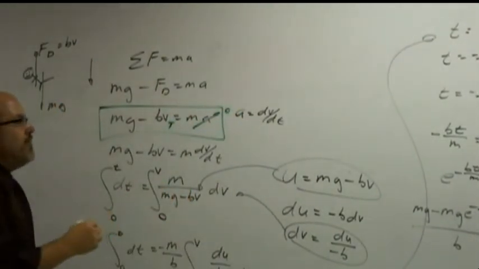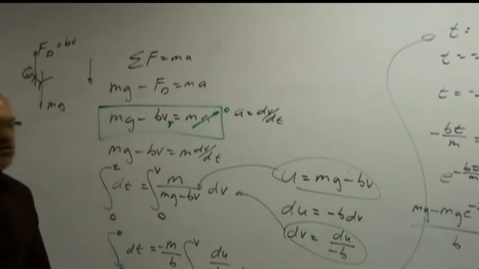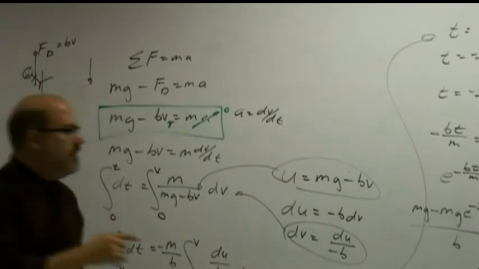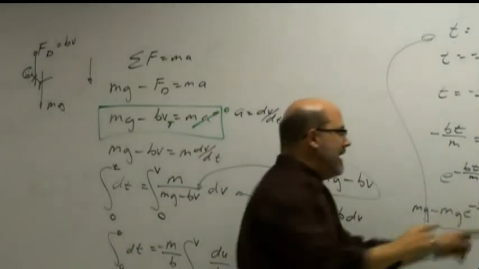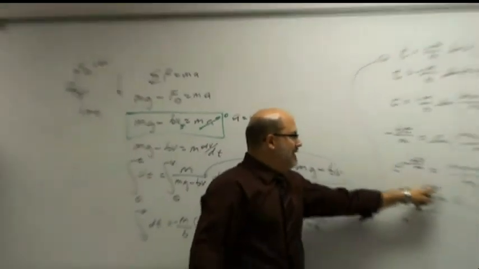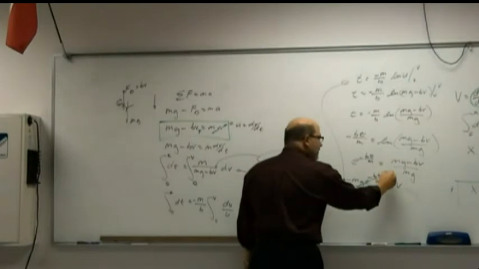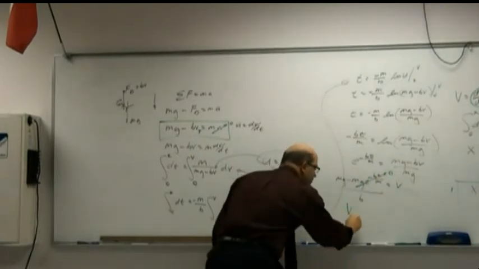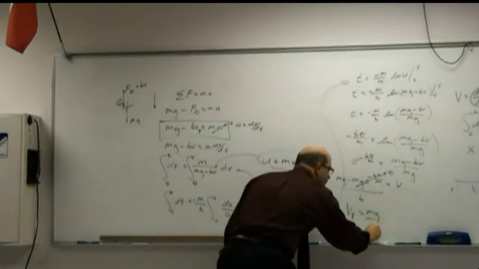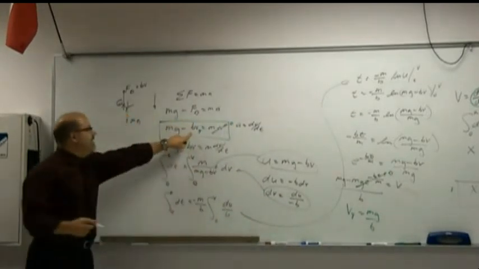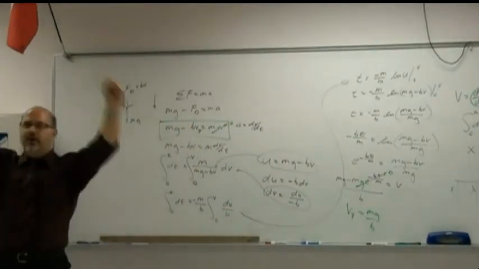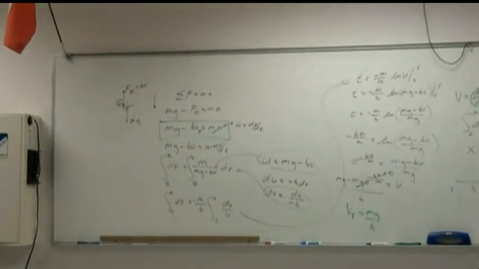I reach terminal velocity when time goes towards infinity, right? When time goes to infinity, this is e to the negative infinity, which is what? 0. So this all becomes 0. So my terminal velocity should be mg over b. Is it? Yes. Victory is mine, and I rest my case.